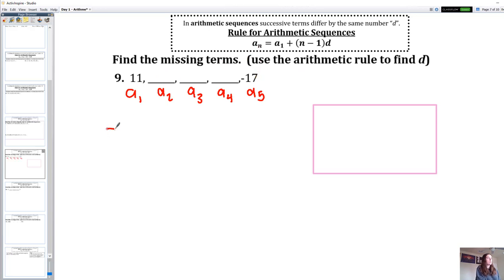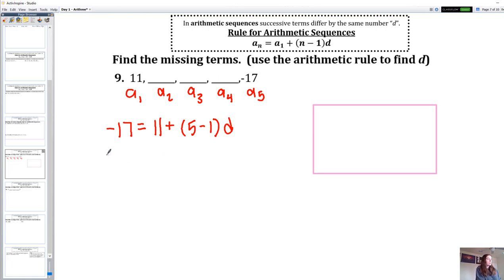A sub 5 we know is negative 17 equals, we're just substituting things into our formula, a sub 1 we know is 11, plus, now we used a sub 5 here. So that means our n is 5. So in the parentheses, we've got 5 minus 1 times d. D is the thing that we don't know yet. We don't know how much we're adding or subtracting to get from one term to the next. So we're going to have to solve for d.